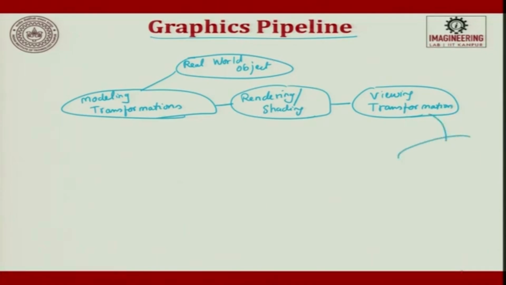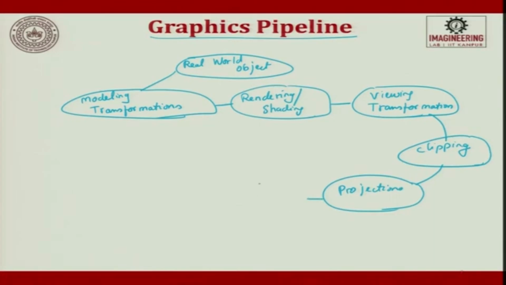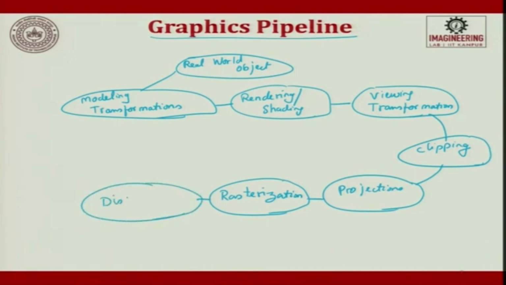Then you start giving editing features on the developed one. So, that is nothing but clipping. From the clipping, what you get is the projections. So, when you try to view it or rotate it, how are you able to do that? Then it is going to be rasterization. How are you going to represent it on a screen? Rasterization. And then finally, you will see the display on the screen.